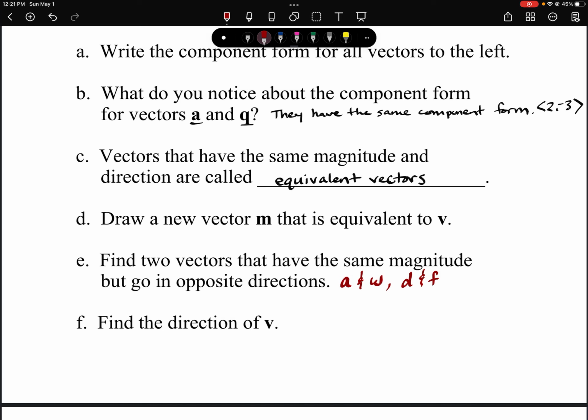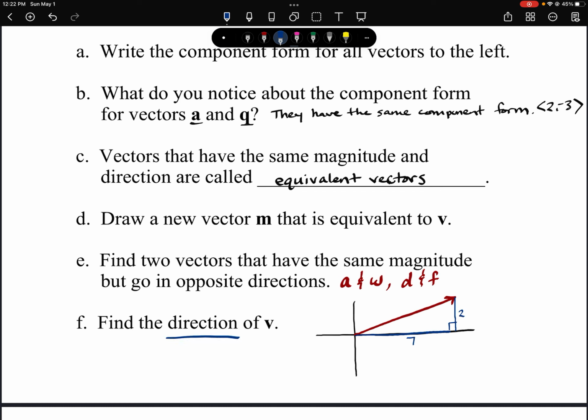And then it asks us to find the direction of vector V. So when we do that, let's think about what it looks like. That vector starts and goes to the right 7 units and up 2, so something like this. If we're going to sketch it in, think about it being like a right triangle, right? We went to the right 7 and we went up 2.